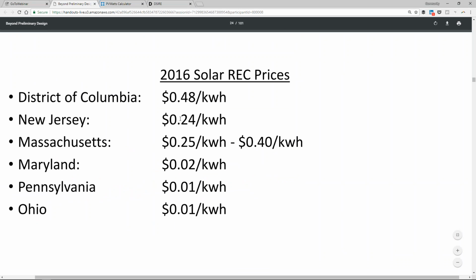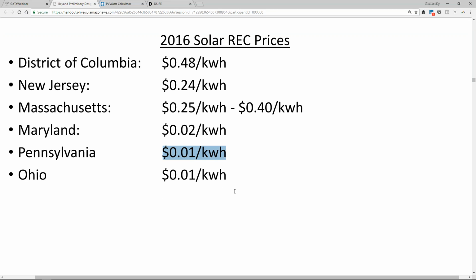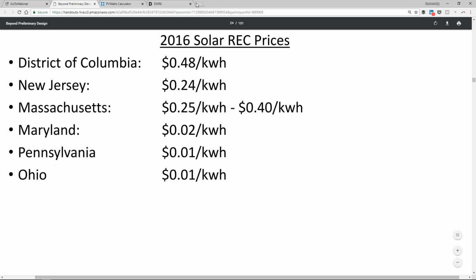And so we can see in DC and New Jersey and Massachusetts, kind of northeast coast states, you get into some pretty crazy solar renewable energy credit prices, which are above the retail price of electricity. But their peers, like in Pennsylvania, there's a solar renewable energy credit market, but the value of the solar renewable energy credit is quite low.